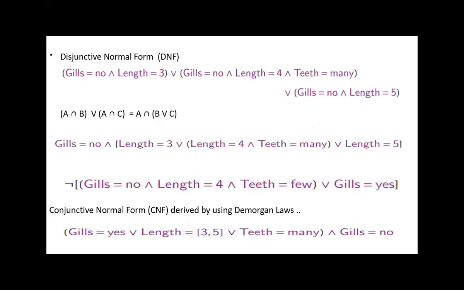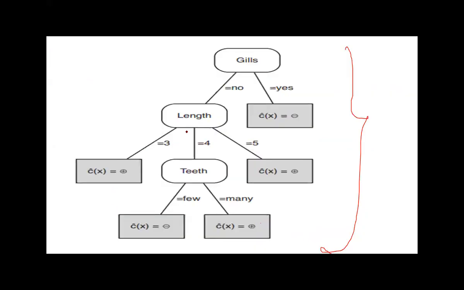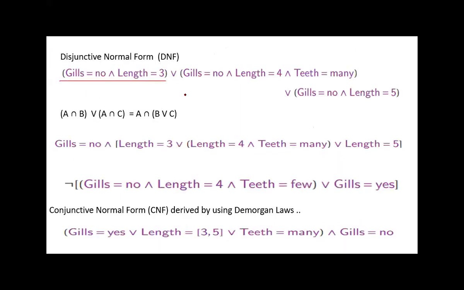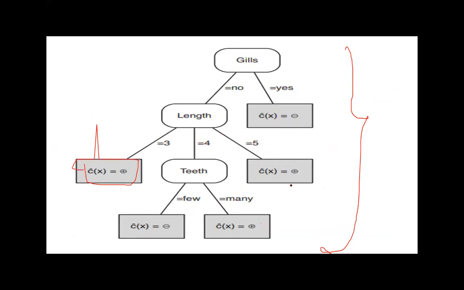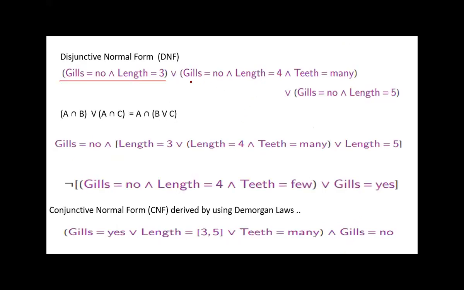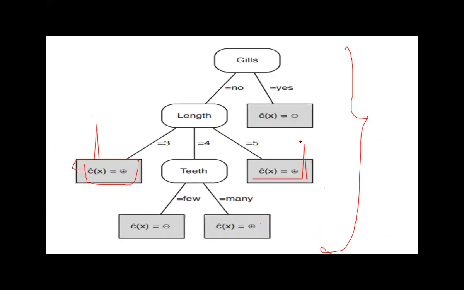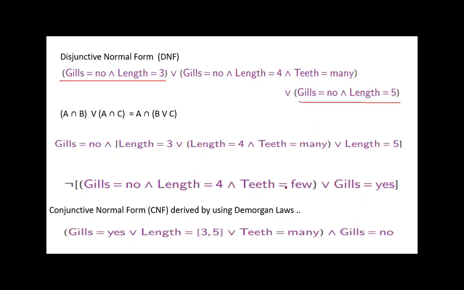DNF, disjunctive normal form. If you see here, what are all the conditions for positive? What is the condition for this positive? Gills no, length is 3. What is the condition for this positive? Gills no, length is 5. What is the condition for this positive? Gills no, length 4 and teeth many. This is the condition for that. So, ORing all these things will give you DNF, disjunctive normal form.